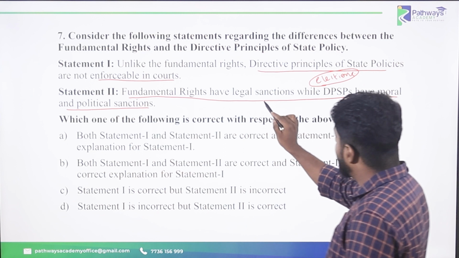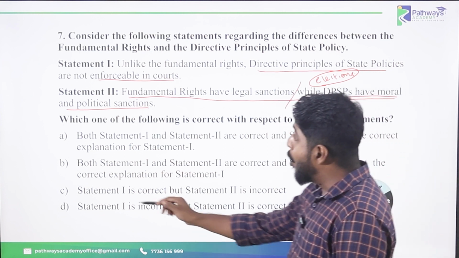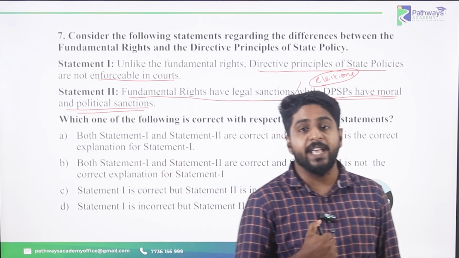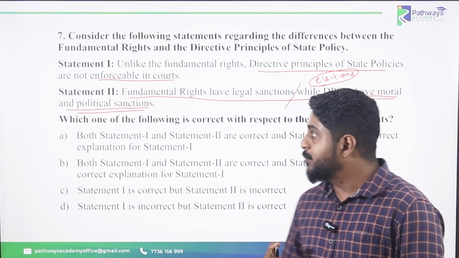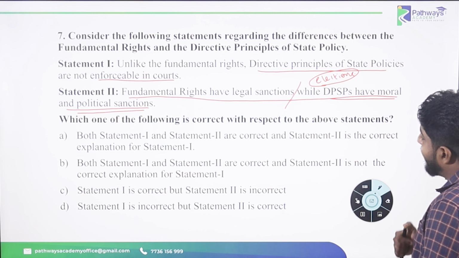Fundamental rights have legal sanctions while DPSPs have moral and political sanction. It is the moral obligation of the state to apply these principles, isn't it? So both of these statements are correct.